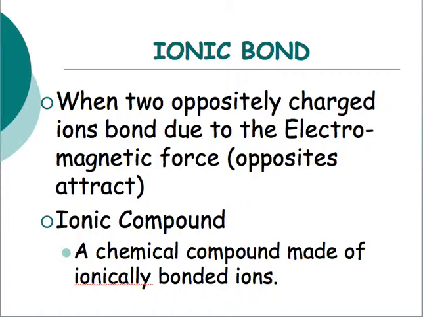So first we're going to look at ionic bonds. Ionic bonds are when we have two oppositely charged ions bonded due to the electromagnetic force. And keep in mind, opposites attract. We did learn about this in our last unit, just to get our feet wet in the topic. So an ionic compound is a chemical compound made of ionically bonded ions.